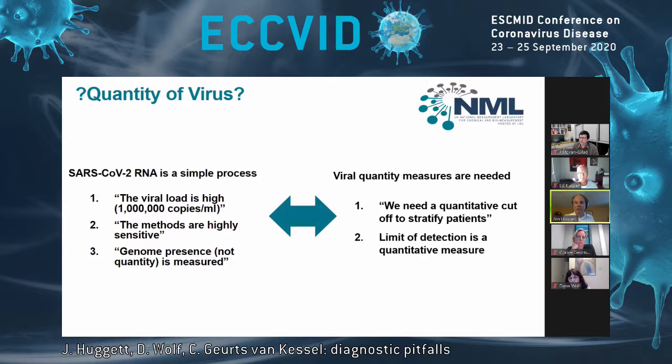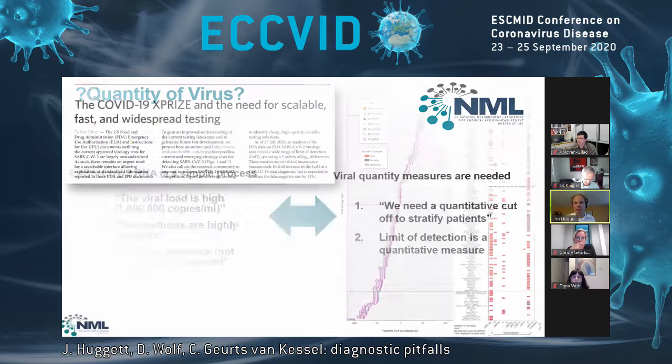We need a quantitative cutoff to stratify patients to understand the difference between infected and people who are just carrying RNA and may not be infectious. Sorry, they may not spread the disease, it may be gone and you're just measuring a signal from the past. And then the limit of detection is by its very nature a quantitative measure, which is an important metric for some of the processes like CE marking or even emergency use authorization in the US.